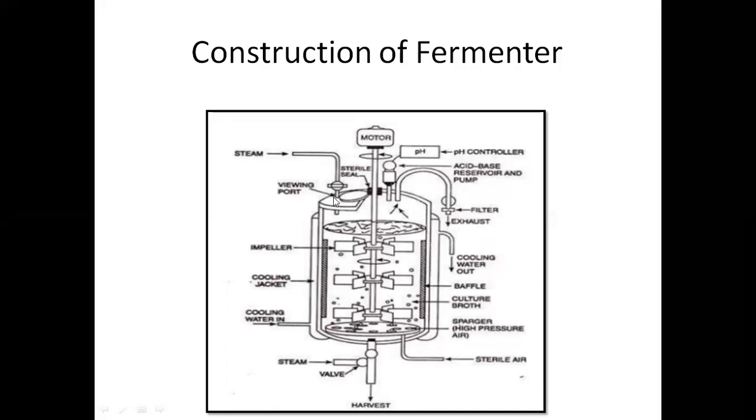This is the viewing port, and this is the pH controller, the acid-base reservoir you can see. Then you have the exhaust and cooling jackets. Now these are the baffles which are attached to the wall of the fermenter, and they help in avoiding vortex formation. This empty space is basically the head space. Now you can see the sterile air sparger through which the air is inserted into the fermenter vessel.